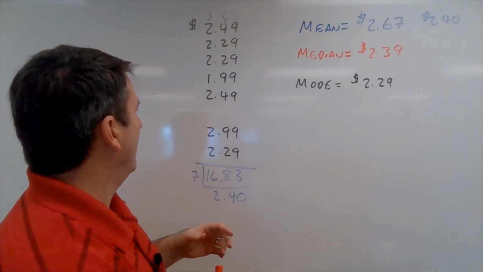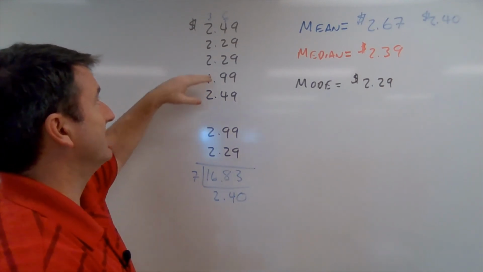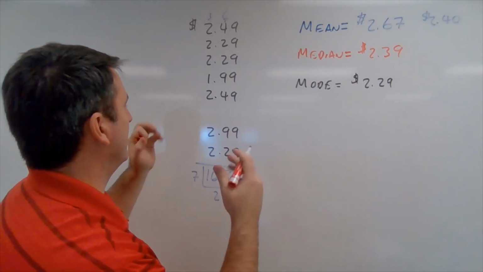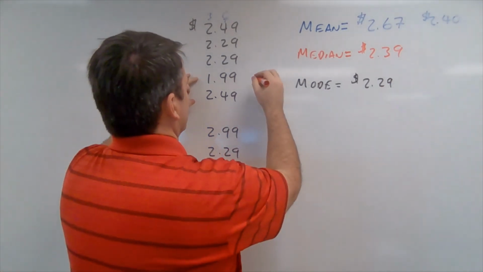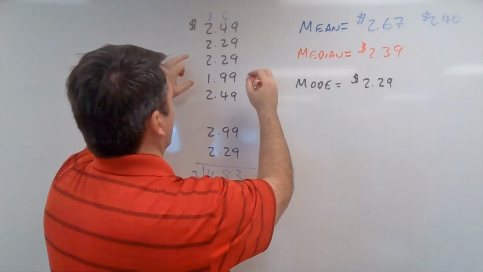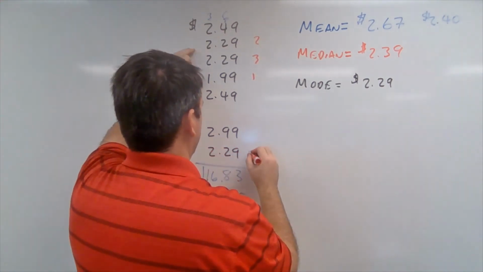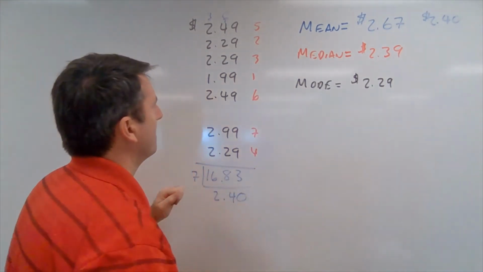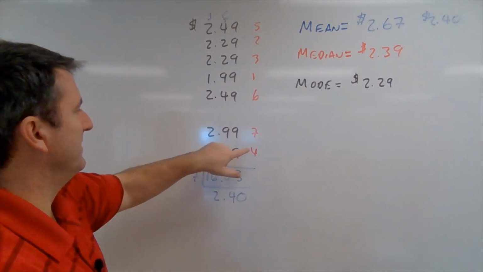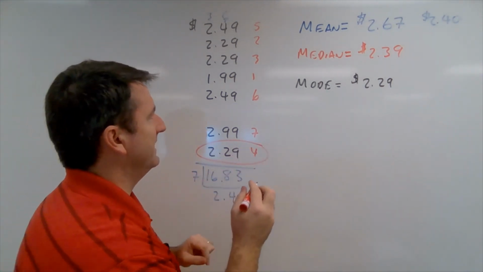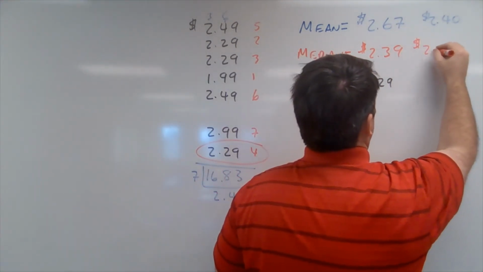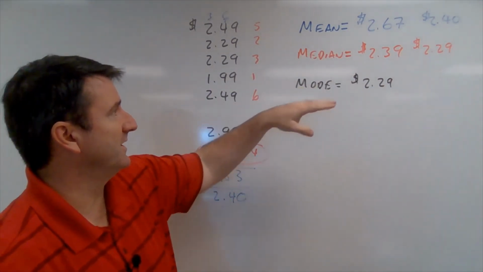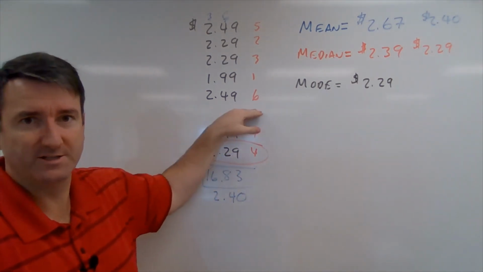The median, removing this outlier just means that now there's an odd number of values in our data set. Let's put our order up here. So we had 1, 2, 3, 4, 5, 6, and 7. And now our middle value is just going to be this fourth value. And so our median now is $2.29.